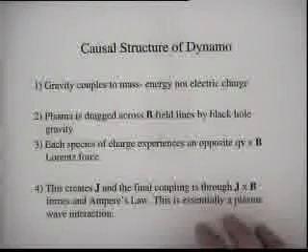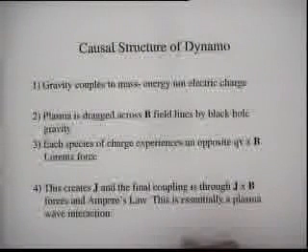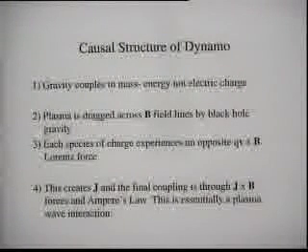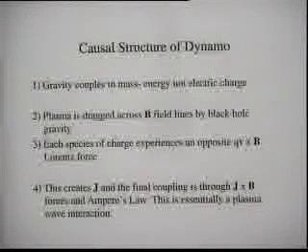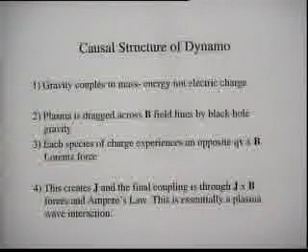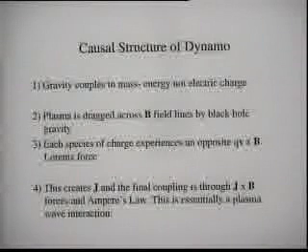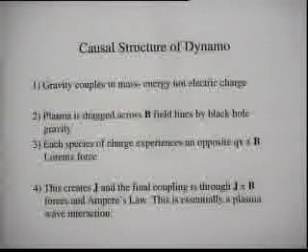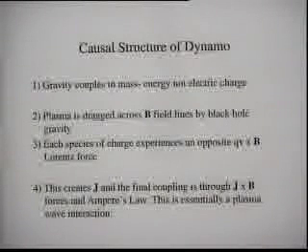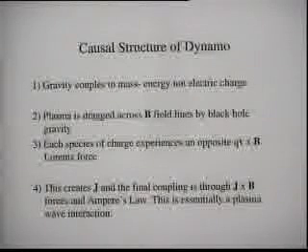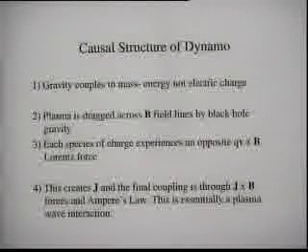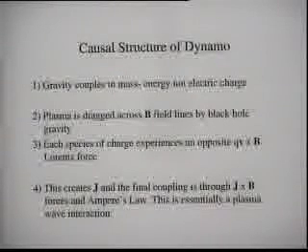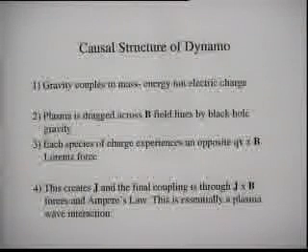So this is the causal structure of any dynamo of a black hole. It has to be this way. There's no other causality that can work. Gravity couples to mass energy, not electric charge. Plasma then can be dragged across the magnetic field lines by black hole gravity. This creates a Lorentz force that's opposite for each species of charge. The resulting current that this creates is the final coupling. It's through J cross B force and Ampere's law. That's how the black hole ends up coupling to the magnetic field for this intermediate step.